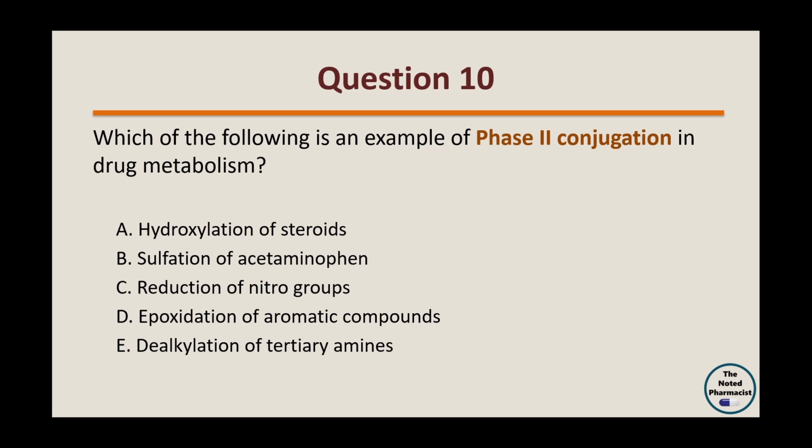Question 10. Which of the following is an example of phase 2 conjugation in drug metabolism? Option A. Hydroxylation of steroids. Option B. Sulfation of acetaminophen. Option C. Reduction of nitro groups. Option D. Epoxidation of aromatic compounds. Option E. Dealkylation of tertiary amines.